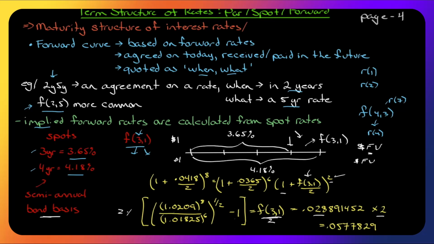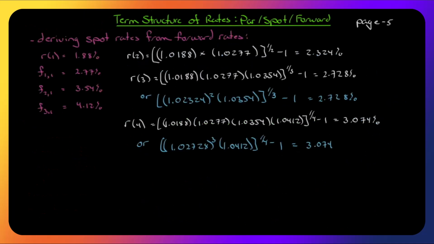Take $1 and invest it at 3.65% per year for 3 years, compounded semi-annually. Whatever future value you get, then invest it for 1 year at 5.778% compounded semi-annually and see what total you get. Then take your same $1 and invest it at 4.18% per year compounded semi-annually, and you should get the exact same future value. Okay, let's derive some spot rates from forward rates.